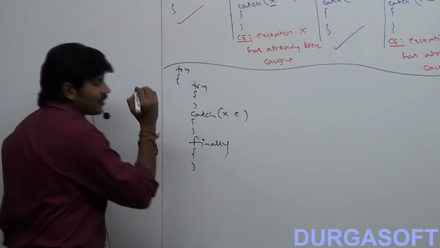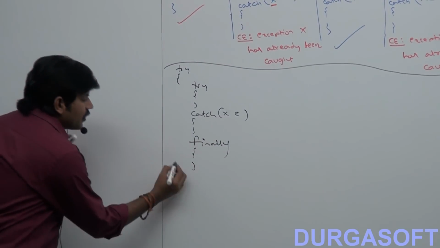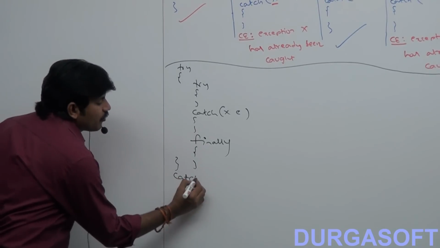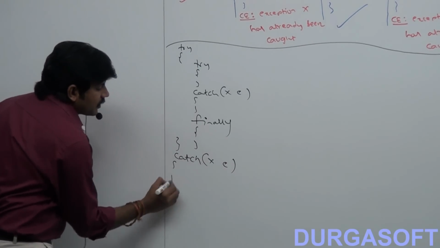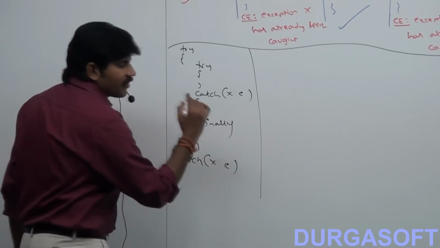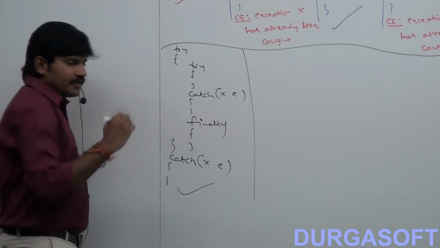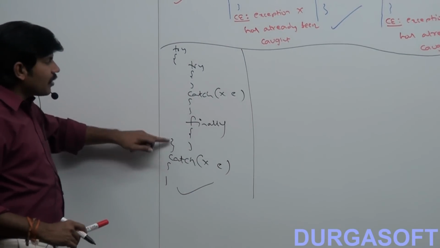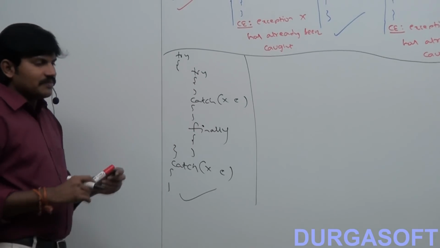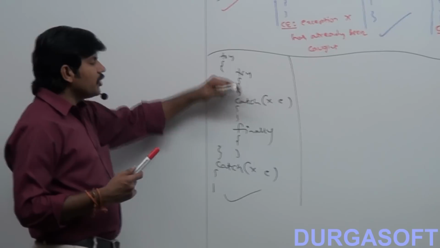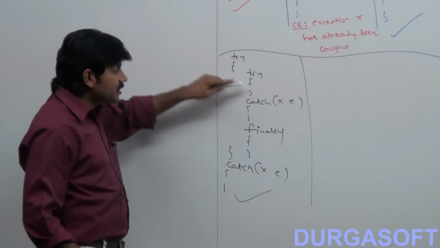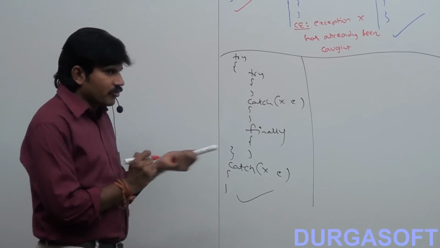Within the try block I am taking try, catch, finally, and then a catch block. Can you tell, is it valid or not? Perfectly valid. Within the try block, happily you can take try catch finally. Nested try catch finally is valid syntax only, right?